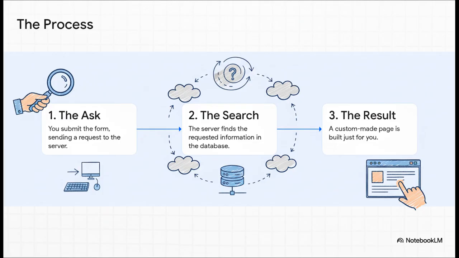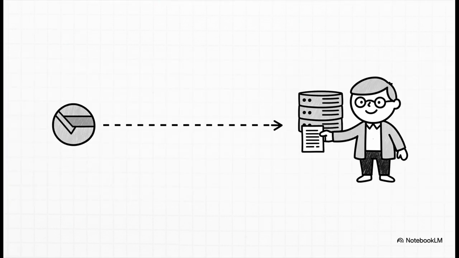First, there's the ask. That's what we just did when we hit search. Second is the search, which is where our librarian server goes to find the information. And third, the result, where it actually puts together a custom-made page just for you. And just like that, step one, the ask, is complete. Your question has zipped across the internet and landed with the server. Our digital librarian now has your request in hand and is totally ready to get to work.